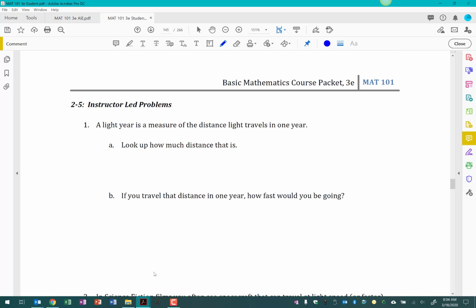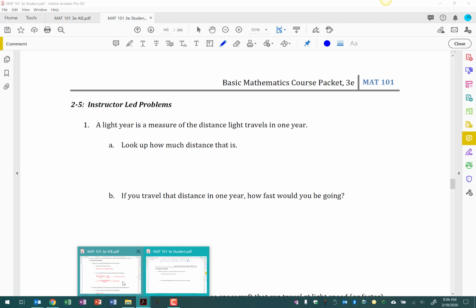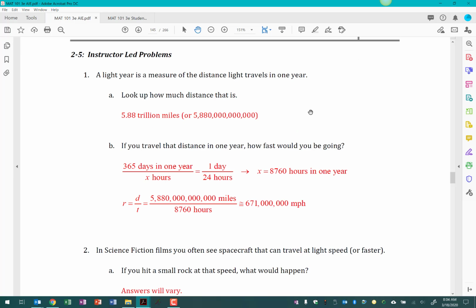For the next little bit of instructor-led problems, I'm going to shift over to a different copy of the book. We're first asked to look up how much distance a light year represents. It's kind of weird that we call it a light year and it's a measure of distance, but it's the amount of distance that light travels in 1 year, and that's 5.88 trillion miles. We can write it without the word trillion this way.